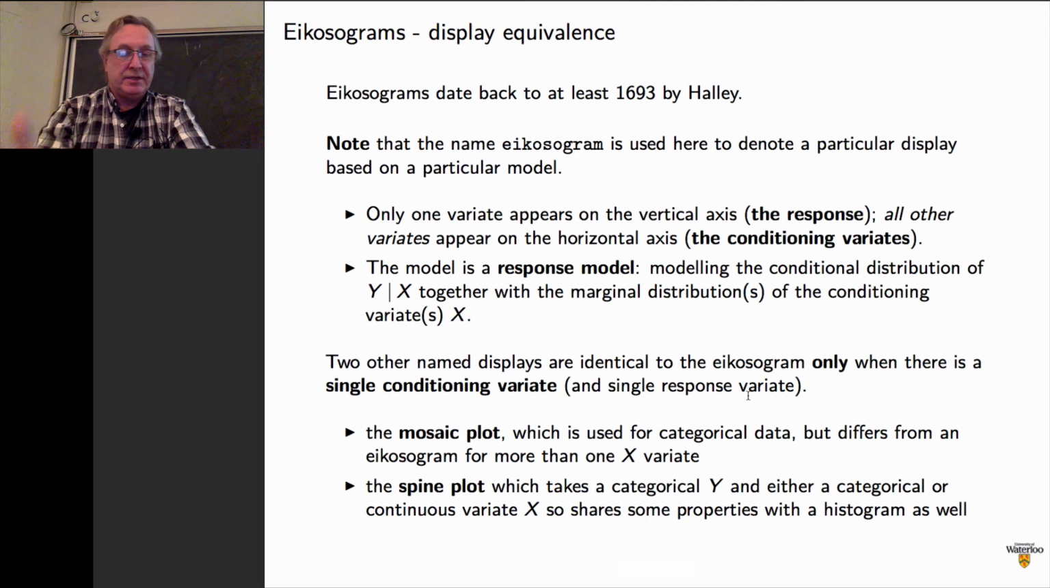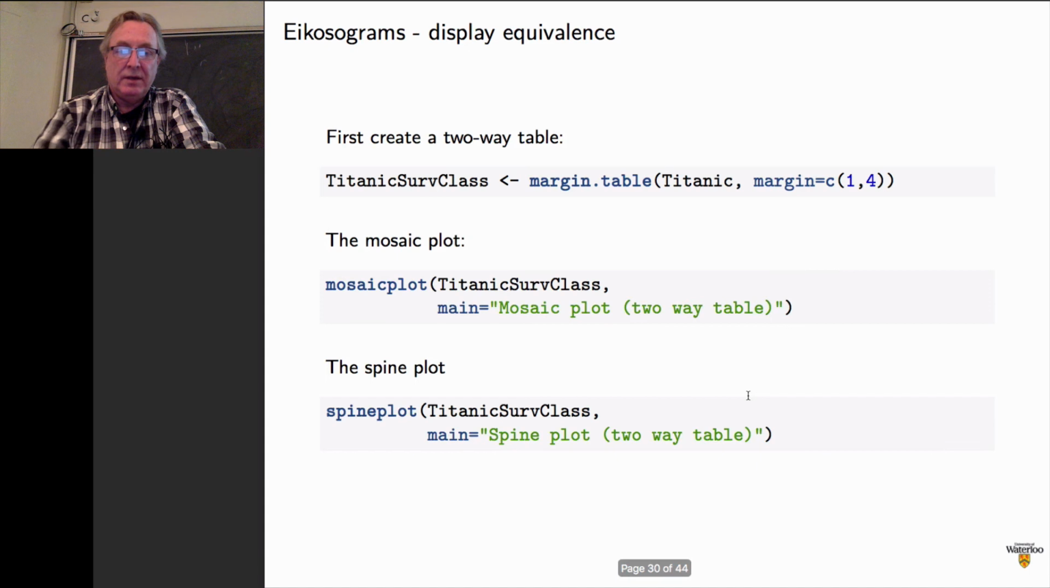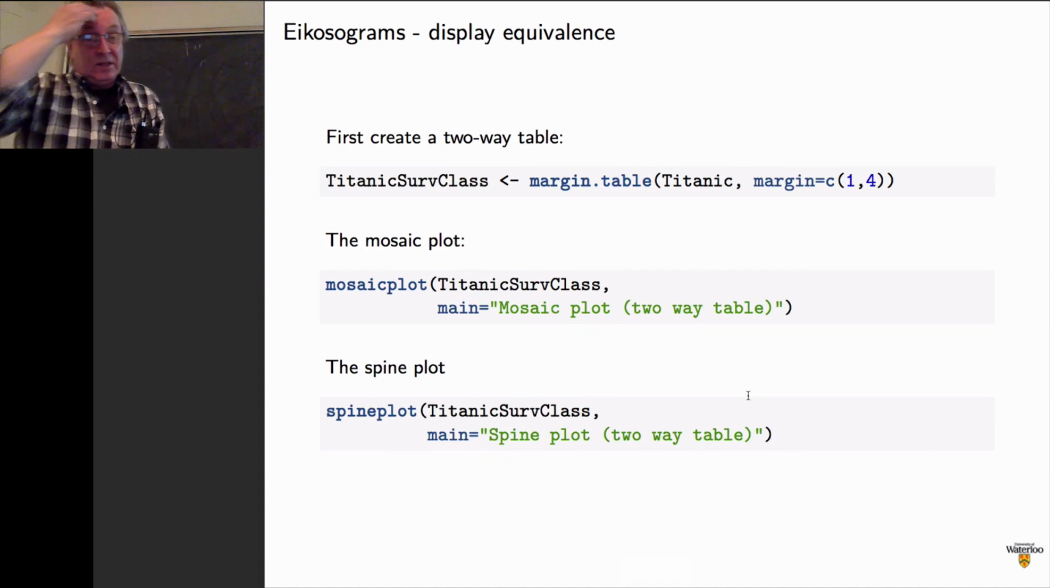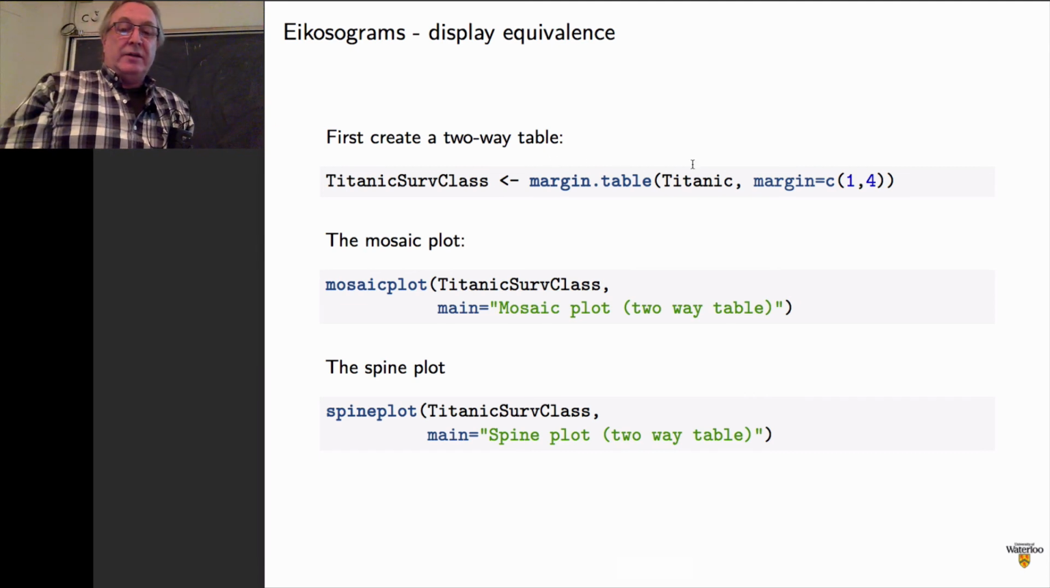With the Mosaic Plot, you'll see in a second, we're just not worried about being able to detect independence all over the place like we were with the Eikosogram. And a spine plot is a similar thing that mixes a continuous conditioning variate with a categorical vertical variate. So you'll find those in R. Let's look at some of these. I'm going to look at just a two-way table, and there's a function called mosaicplot and a function called spineplot.